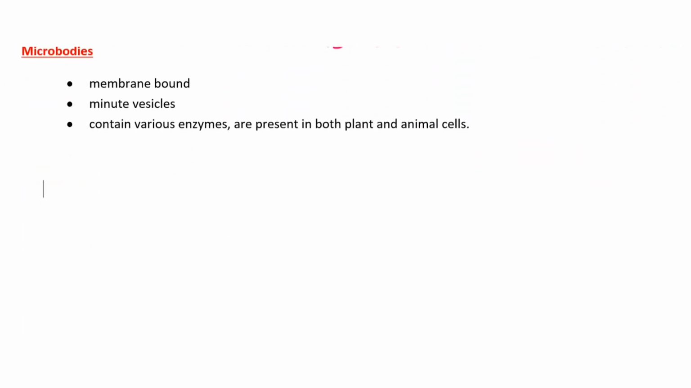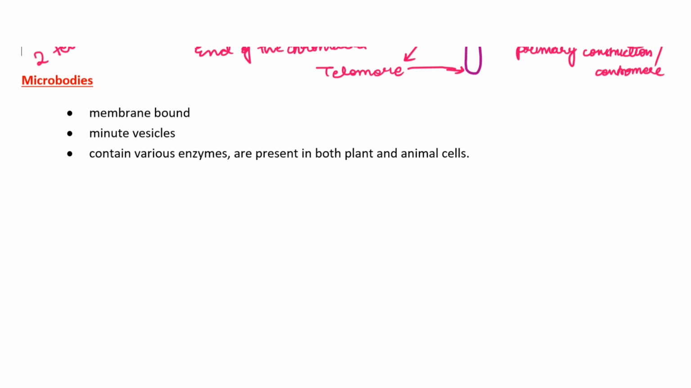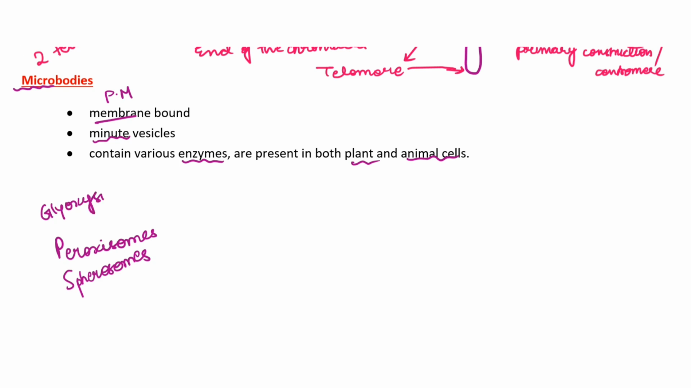Micro means, I told you, they are minute vesicles. They are membrane bound, that is, they are bound by a membrane, and these contain various enzymes. Microbodies can be present both in plants and animals. There are basically three types of microbodies. One is the peroxisomes, involved in peroxide synthesis. Next is the spherosomes. Tell me what spherosomes are in the comment box. Is it plant lysosomes or plant Golgi bodies? I have discussed dictyosomes and spherosomes in my previous video, so have a look. And there are structures known as glyoxysomes. So this is all about microbodies.